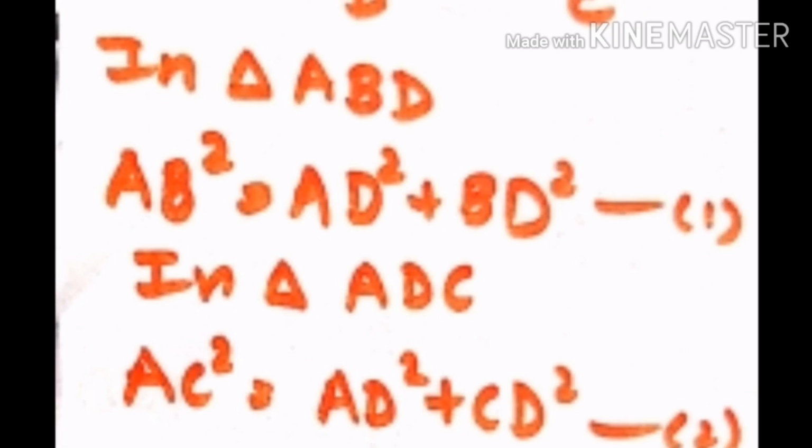Now you have to observe your result number 1 and 2, which term is similar in both. You can see AD square on both of their right hand sides. AD square, we can make subject and then we can compare them. So from 1 I have made AD square the subject. So AD square is equal to AB square minus BD square. And from 2 again AD square I have made the subject. So AD square is equal to AC square minus CD square.